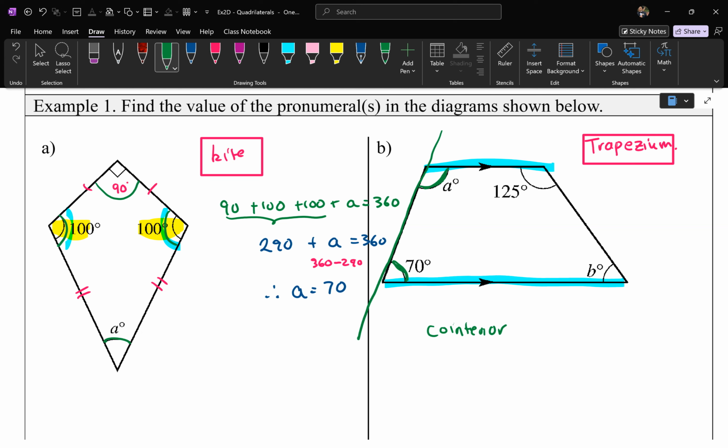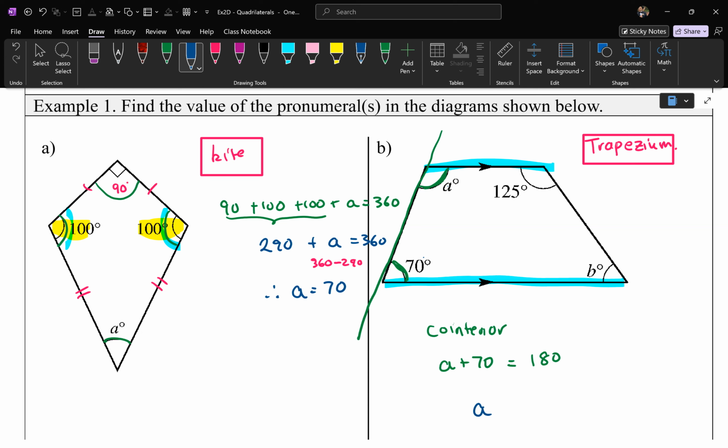So this is exercise 2b. Going back to 2b. A plus 70 must equal to... Can you give me a second? Thank you. Co-interior, so this is what I mean. You had to know your 2b in order to do 2d. These are your parallel properties. That is saying A and 70 are co-interior and they are supplementary. Supplementary means it has to add up to 180.